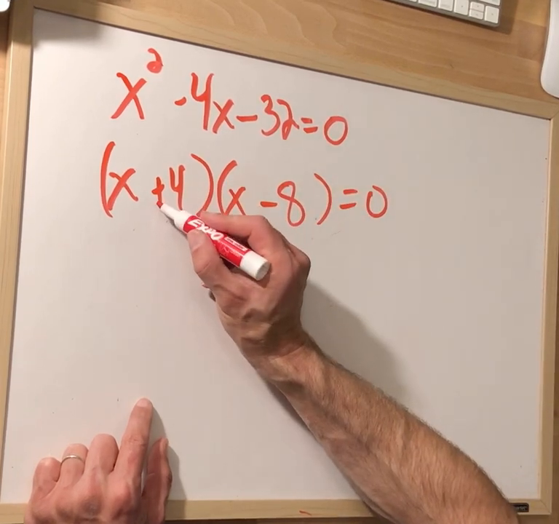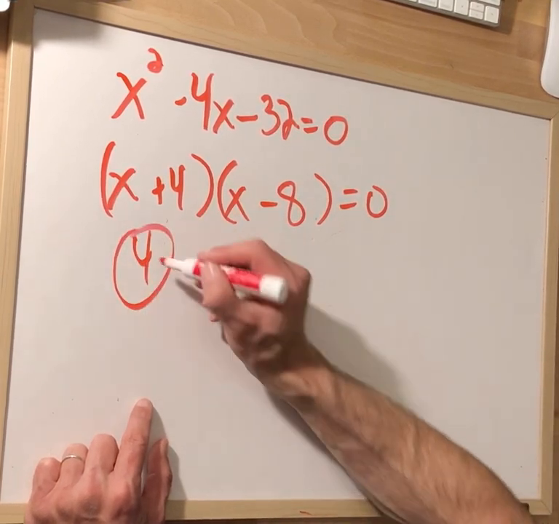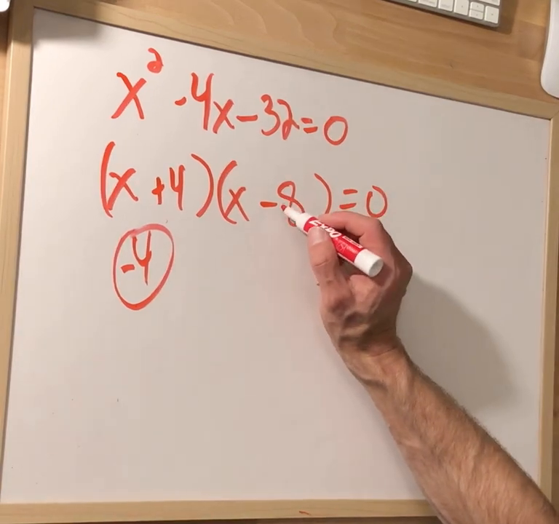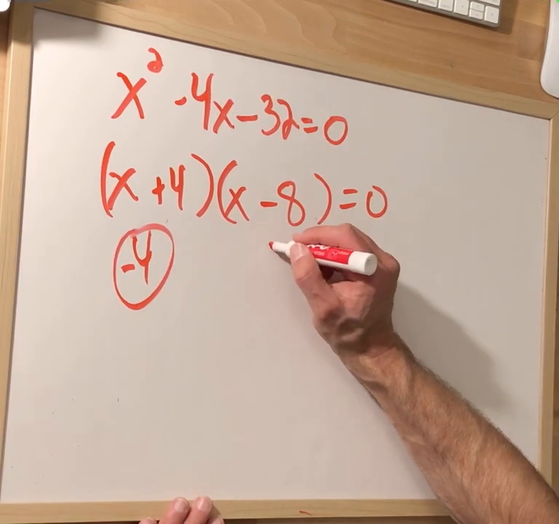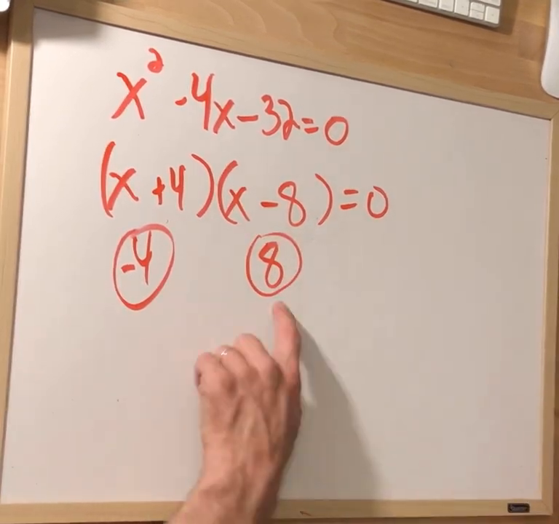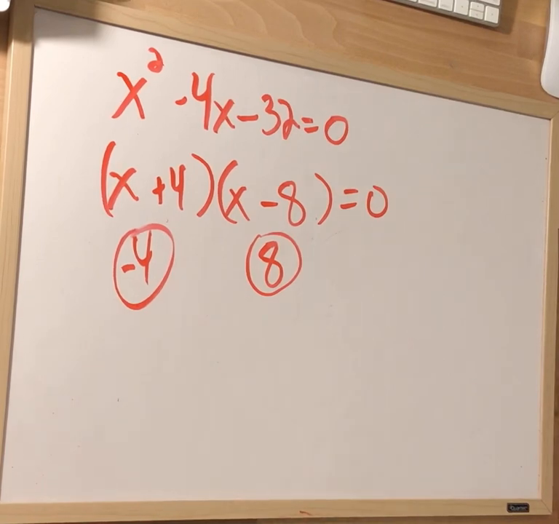If I set this equal to 0, I'm going to get negative 4 as an answer. If I set x minus 8 equals 0, I get positive 8. So I have negative 4 or 8 as a solution for that example question.